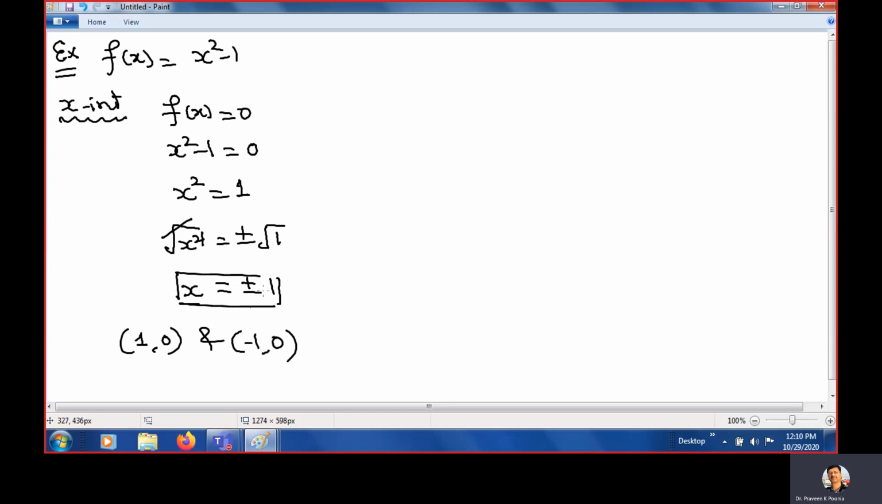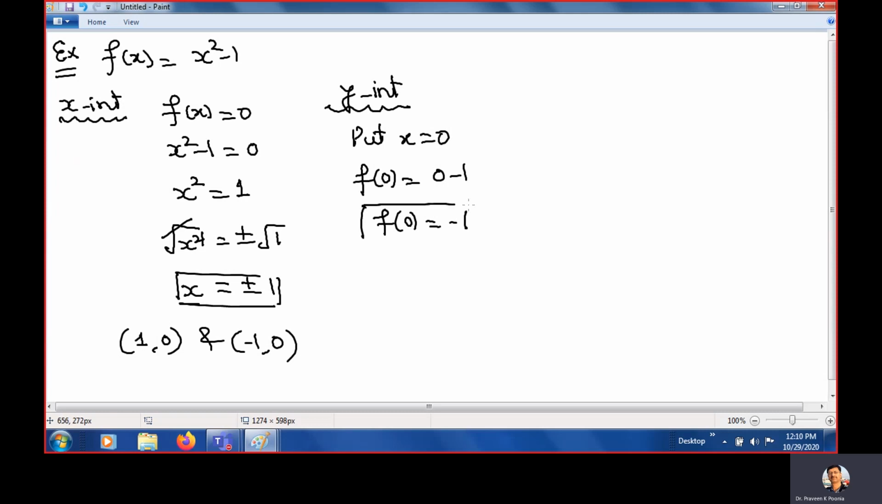This is about the x-intercept. And if we try to find the y-intercept of this, how will we get it? Put x equal to 0. So f(0) is equal to 0 minus 1. So f(0) is equal to minus 1. That is, minus 1 is the y-intercept. You can say the curve will cross through 0, minus 1.